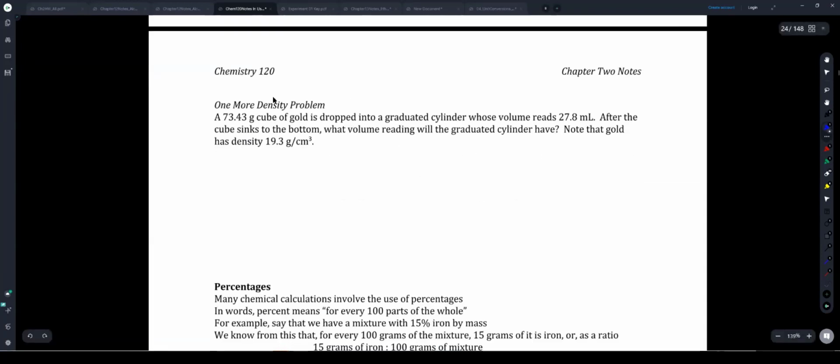Okay, another question here that's related. Say we have a 73.43 gram cube of gold, and we drop it into a graduated cylinder whose volume reads 27.8 milliliters. In other words, it's got 27.8 milliliters of water. After it sinks to the bottom, what will the volume reading be in the graduated cylinder? So the gold has this density, 19.3 grams per cubic centimeter.